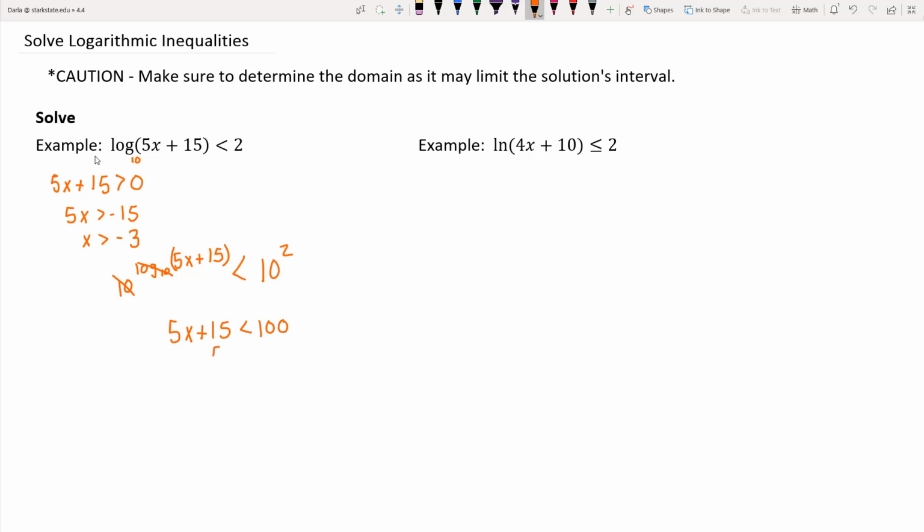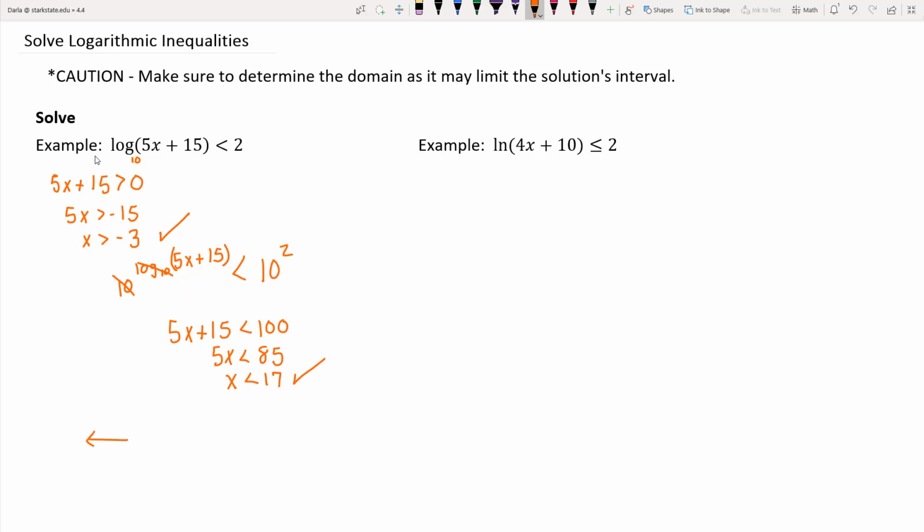Subtract 15 from both sides. 5x is less than 85. Divide by 5 on both sides. X is less than 17. So you need to both have x is greater than negative 3 and x is less than 17.